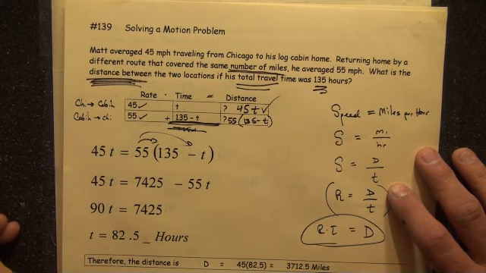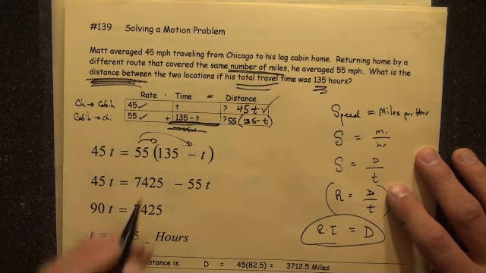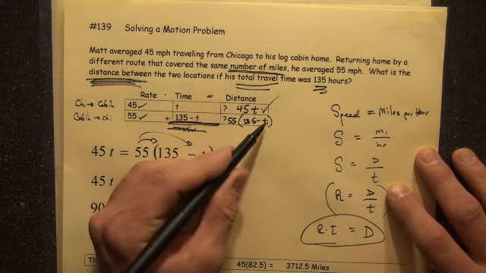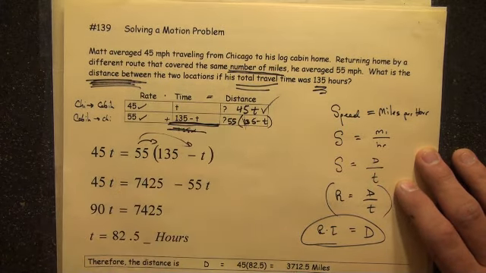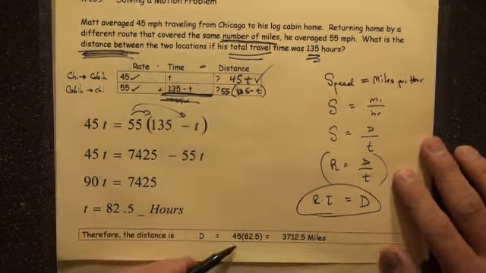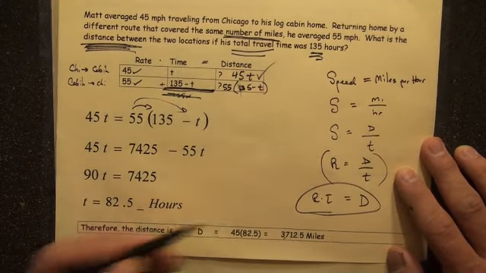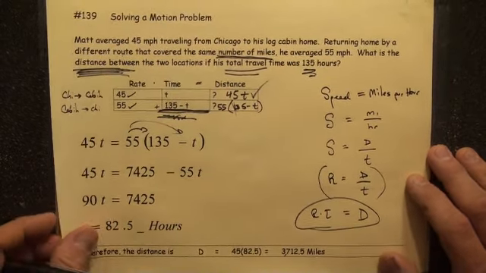Now, if we plug in 82.5 for t here or there, it doesn't really matter where you plug it in. You're going to get the same answer because this covers the same distance. So 45 times 82.5 is 3,712 and a half miles.